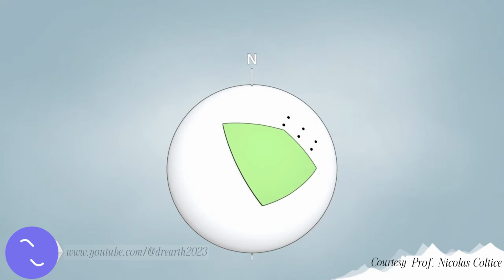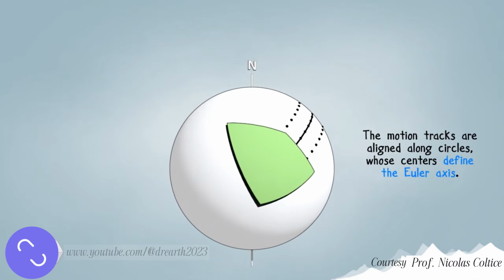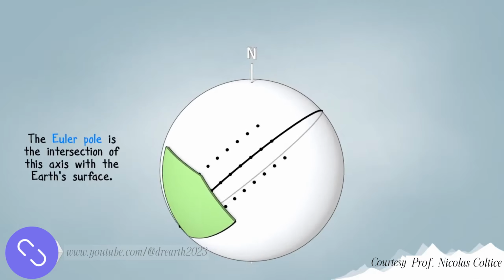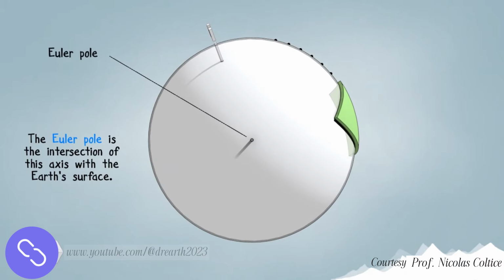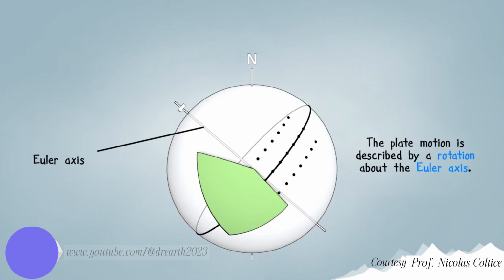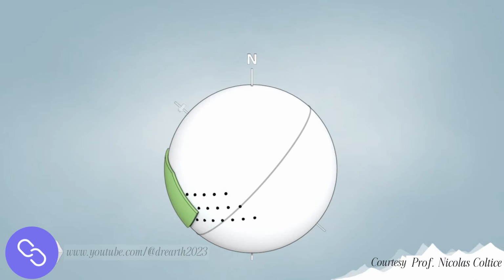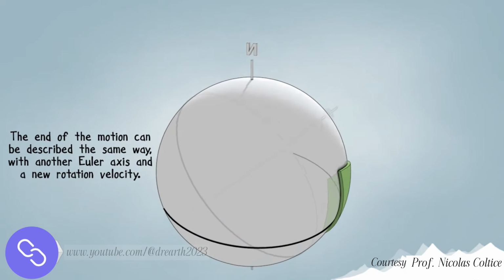These motions are actually along circles, and they have a particular axis we call the Euler pole, which is the intersection of this axis that is shown here, and you can see north and south. So this is the Euler axis, and the plate motion is described by the rotation about this particular axis. The axis of the magnetic north and south and the axis of the plates are different, and this is how we get all the motions of these plates.